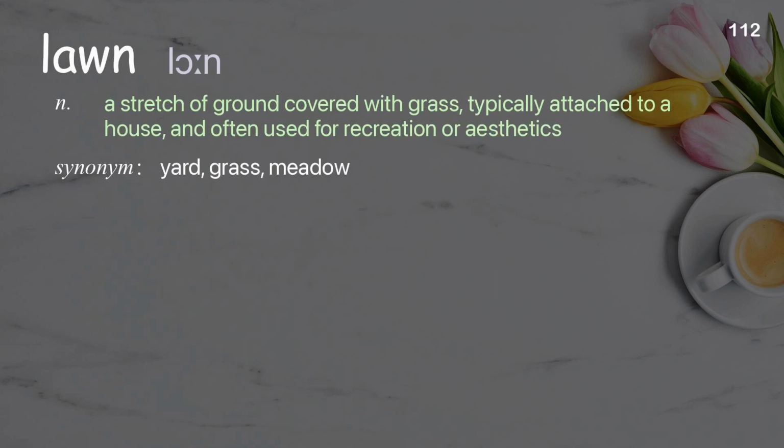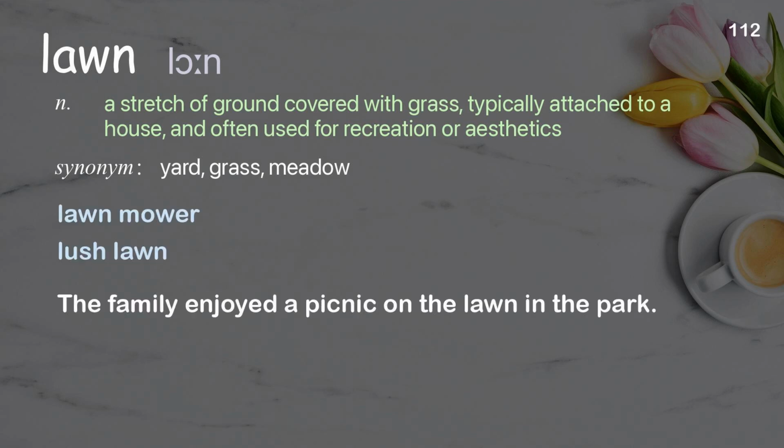Lawn. A stretch of ground covered with grass, typically attached to a house, and often used for recreation or aesthetics. Examples: Lawn mower. Lush lawn. The family enjoyed a picnic on the lawn in the park.